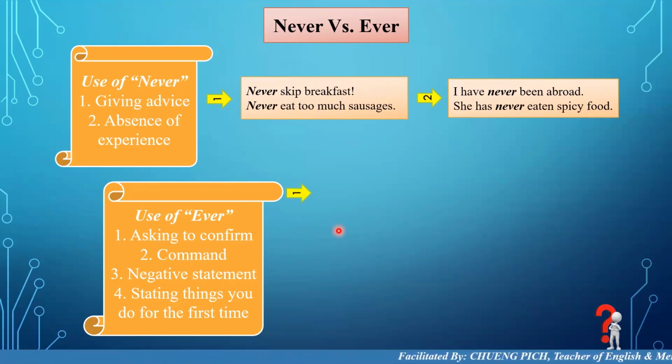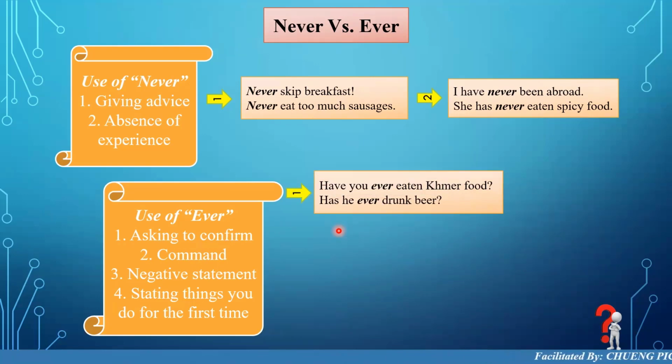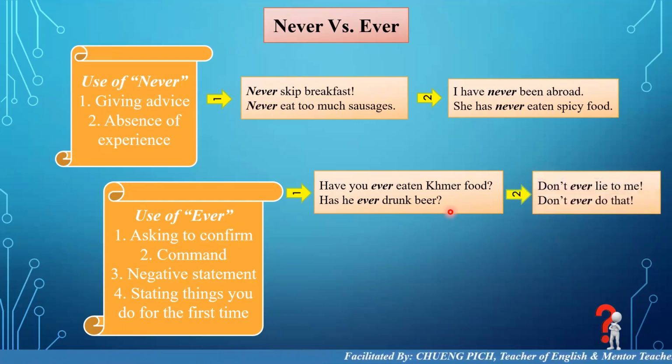Number 1, asking for confirmation. For example, have you ever eaten Khmer food? Your friend asks you whether you have ever eaten Khmer food or not. The second example, has he ever drunk beer? Maybe you are at a party and your friend asks, have you ever drunk beer? If you have, I will share a beer with you. Something like that.